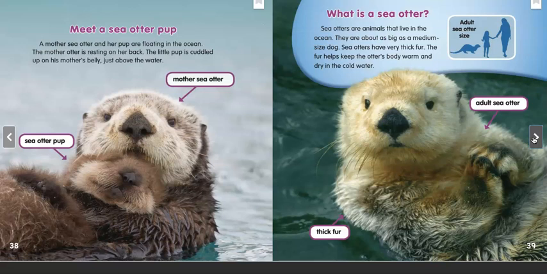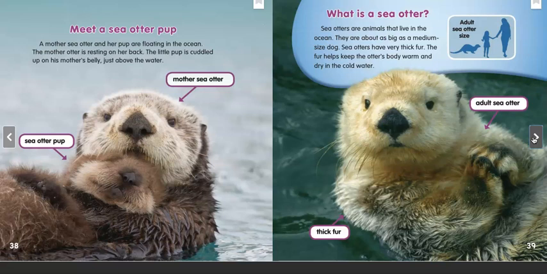Okay, so on this page, the author tells me a lot about sea otter pups, but never actually says what a pup is. So before I keep reading, I want to make sure that I understand this word. When I reread the first sentence, I notice it uses the pronoun her to connect the mother sea otter and the pup. That makes me think that the pup might be her baby. The text also says the pup is little and that it is cuddled up on his mother's belly. In the picture, the pup looks much smaller than the mother sea otter. And the word pup sounds a lot like puppy, which I know is a baby dog. So I think I'm right. A pup is a baby otter.